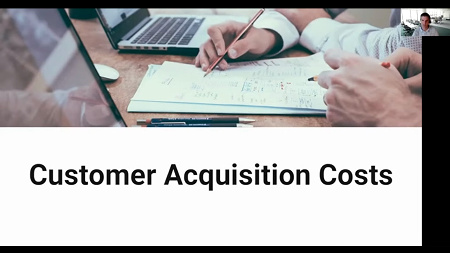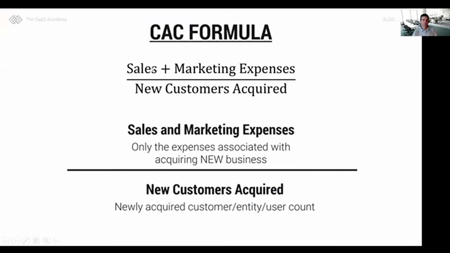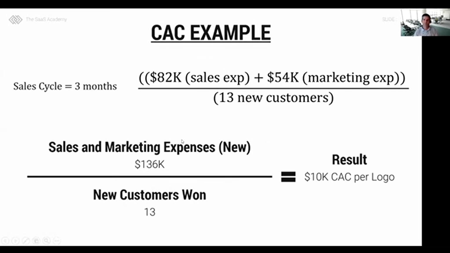Customer acquisition cost, or CAC. CAC is a sales and marketing efficiency metric, and it measures the total sales and marketing expenses associated with acquiring one new customer. So the formula is pretty simple. Again, it's sales and marketing expenses in the numerator divided by our new customers acquired or our new users, whatever unit makes sense to you. This is a pretty simple equation to understand. So sales and marketing expense dedicated to new business acquisition divided by our new customers won. So in this case, we're a mid-market enterprise deal, 10K CAC per logo.